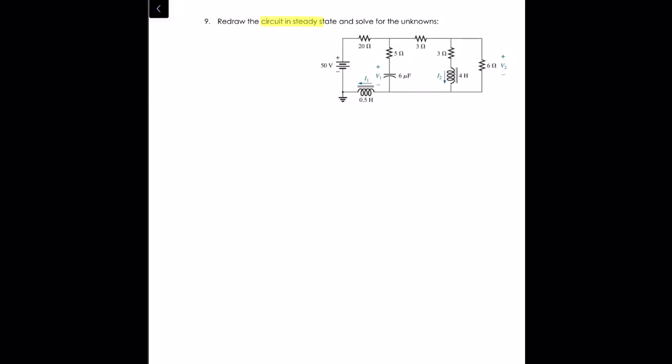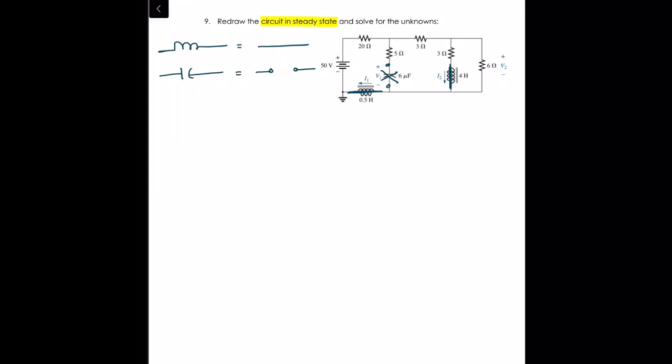Over here, again, we're looking at steady state conditions, which means we're just going to take any inductor and make it just a piece of wire. We're going to take any of our capacitors and remove them from the circuit right where they are. So basically for our inductor here, that's going to become a wire. The inductor here will become a wire. And then my capacitor, I'm just going to take out of the circuit and leave that open.